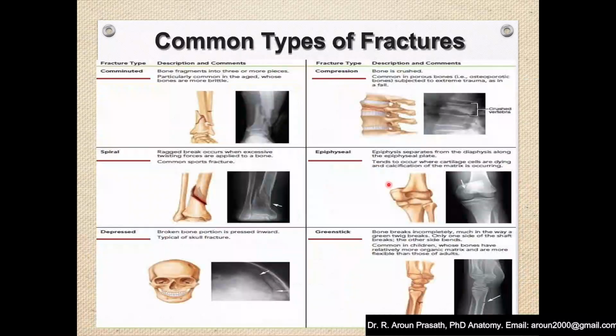Okay, fine. So there are different types of fractures. One is comminuted fracture, where one bone fragment is broken into multiple fragments. Then spiral fracture, where the bone twists and breaks into two parts. Depressed fracture, where the skull goes inside. Wedge compression fracture: when there is heavy weight and there is osteoporosis, the body of the vertebra can fracture and compress on each other.